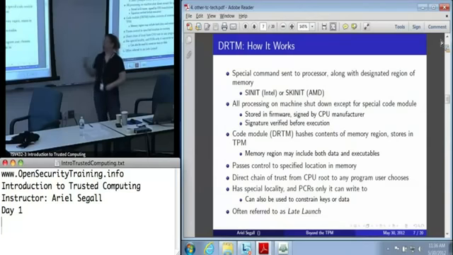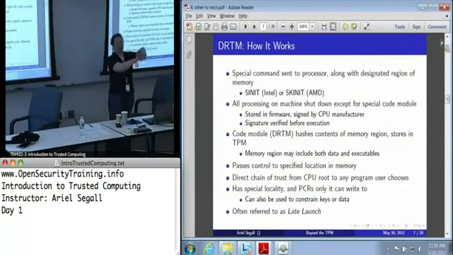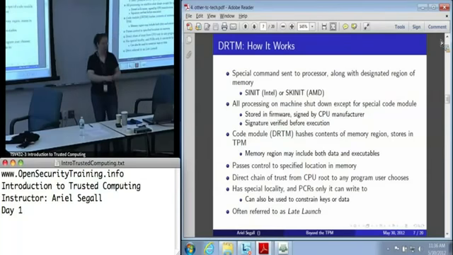So we can now do a direct chain of trust from the CPU. We're not trusting some BIOS manufacturer in Taiwan here. We're trusting Intel or AMD's firmware, which is not necessarily perfect, but we at least have a much more concrete idea of who that is, where it came from. And this special code has its own locality.